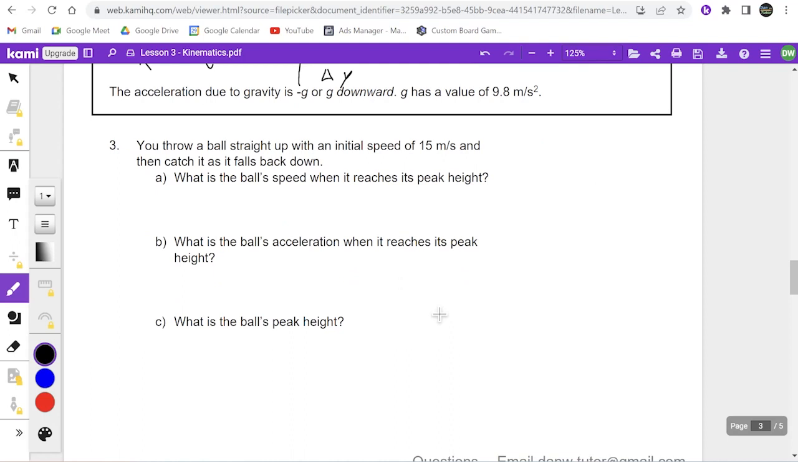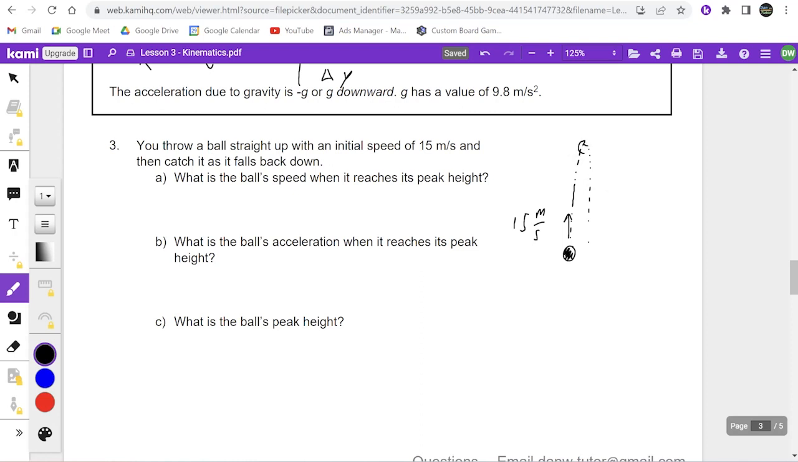Number three. You throw a ball straight up with an initial speed of 15 meters per second and then catch it as it falls back down. Part A, what is the ball's speed when it reaches its peak height? I'm going to draw a picture of this to help us understand it. So imagine we have a ball here. It's thrown straight up with a speed of 15 meters per second. That ball is going to go up, reach the peak height, and then come back down like this. And then, we catch it at the bottom.